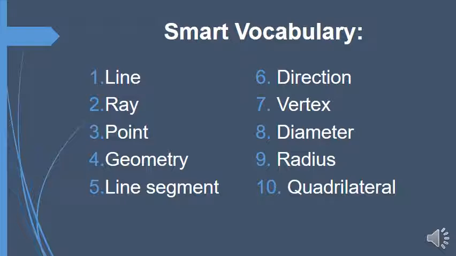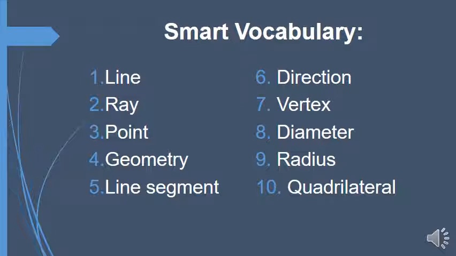Starting with the first one, the words are line, ray, point, geometry, line segment. As I didn't have space on this slide and wanted all of this in one place, that's why I have written it here. You must have space in your copy, so you just need to continue it. You don't need to write it like this, just write it line wise.